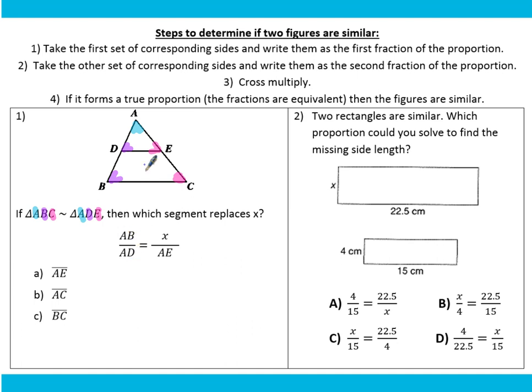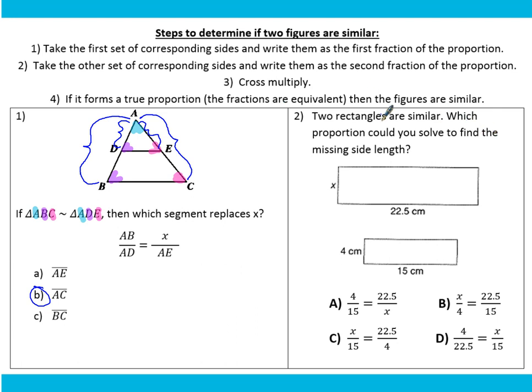We have AB over AD. So AB is this whole entire side length, and AD is just this little one right here. So then X, we don't know what that needs to be yet, is to AE. So our first one on top here came from the big triangle, and it was the whole left side of this triangle, and that was in comparison to this left side of the smaller triangle. The right side of the smaller triangle was AE. That means that that X value needs to be this whole right side of our bigger triangle, side AC. So we're going to circle B for our answer there.